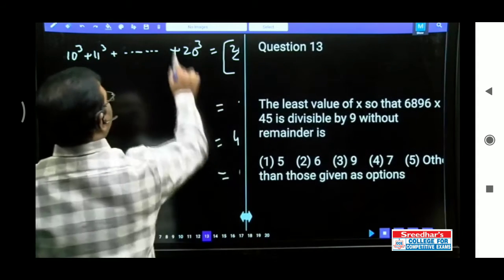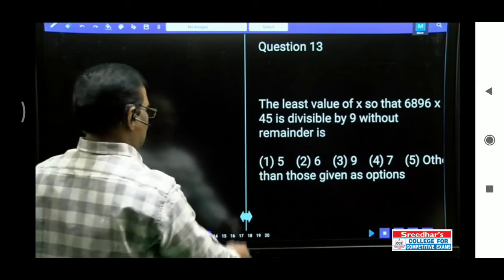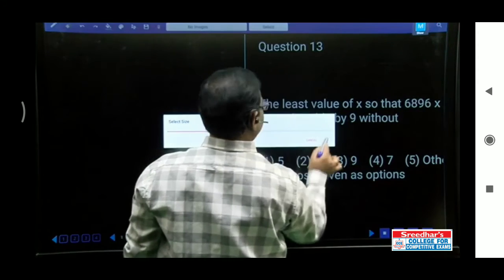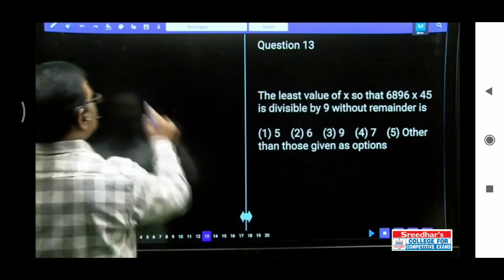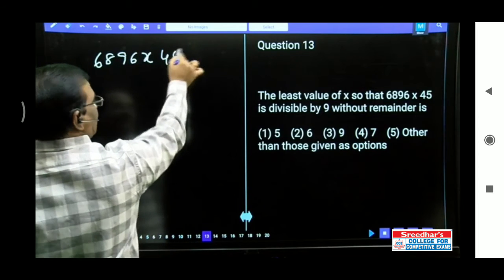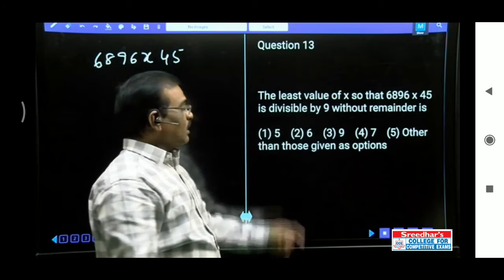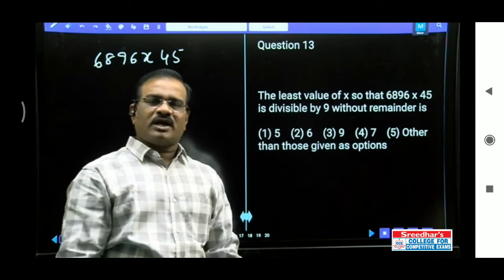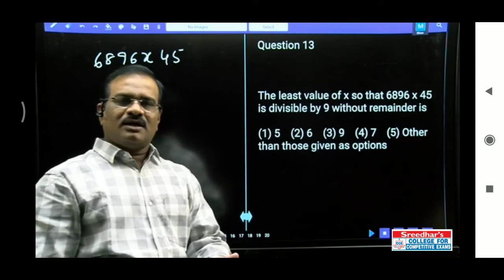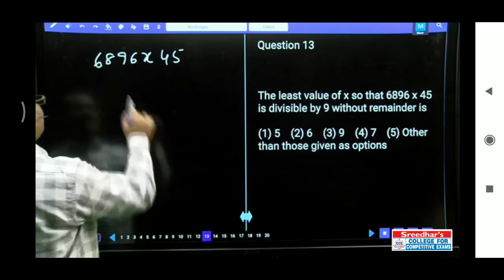Divisibility conditions అండి, divisibility conditions verification అంతే. The least value of x so that 6896x45 is divisible by 9 without remainder, అంటే exactly divisible అవ్వాలి, అంటే 9 divisibility condition verify చేయాలి. What is the divisibility condition for 9? Sum of the digits of a number is divisible by 9, then that whole number should be exactly divisible by 9. Sum of the digits verify చేద్దాం రండి.